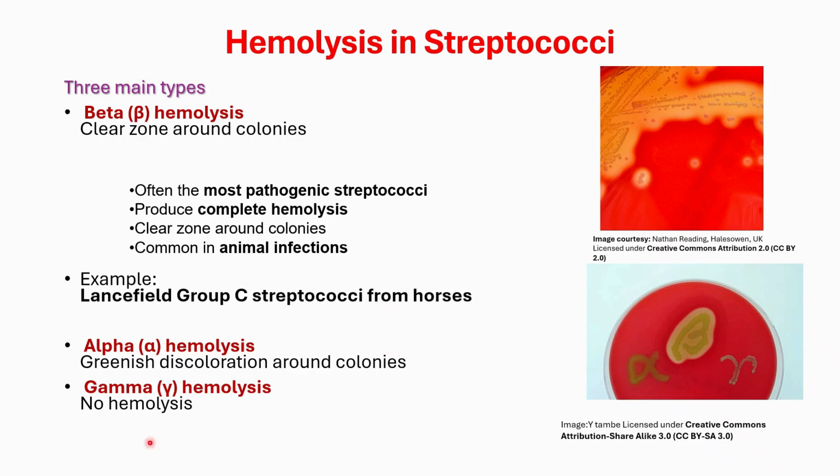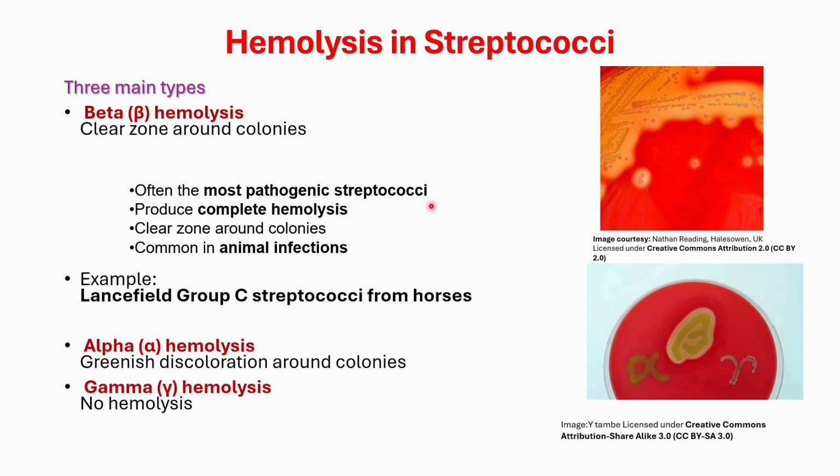The last type is the gamma hemolysis. Despite the name, it actually means there is no hemolysis, and the blood agar surrounding the colony remains unchanged. The right one, this is the gamma hemolysis, which means there is no hemolysis.